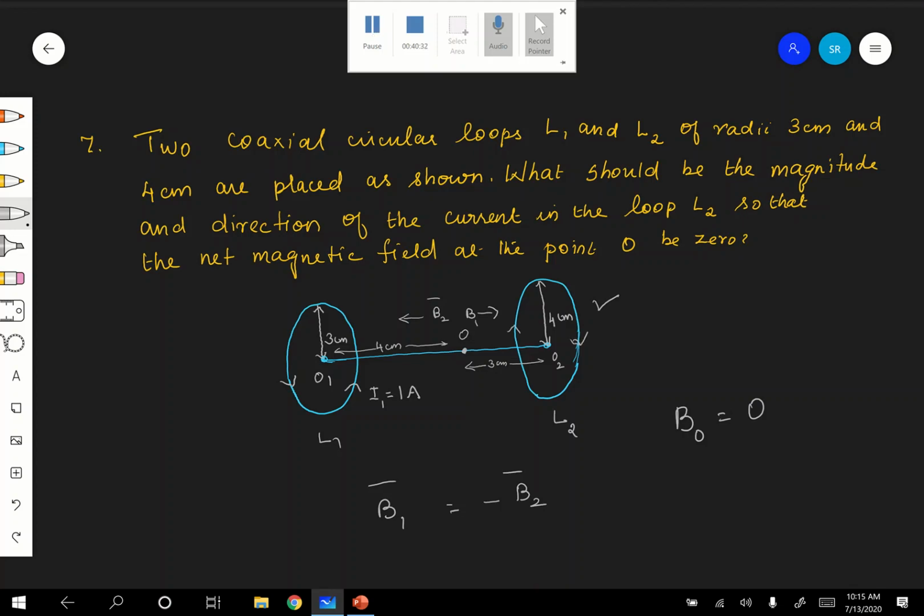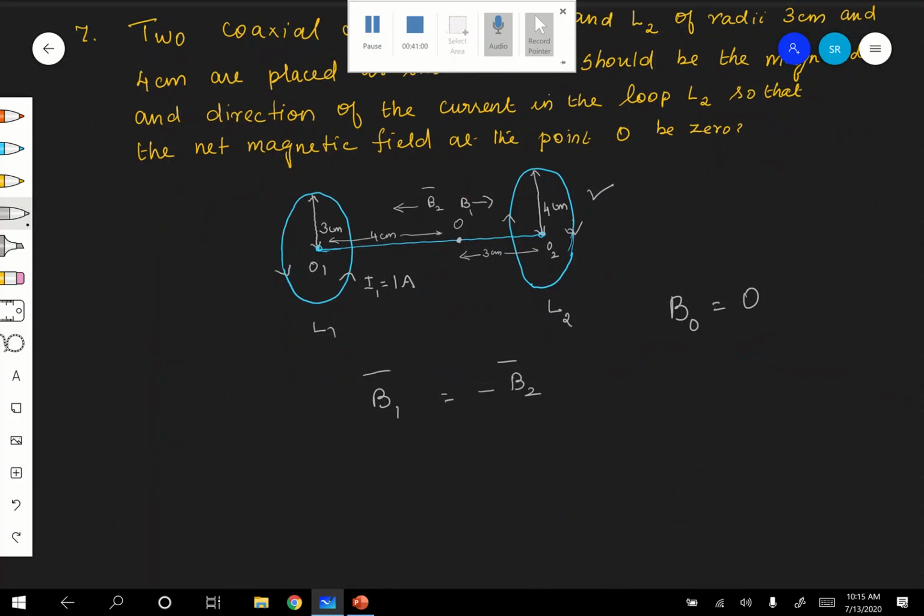Just think, keep two circular coils like that, and then you can realize. Center to center, join at some point you want, at O. There only your field should be 0. 0 means at O the field due to L1 should be equal and opposite to the field due to L2. Right.